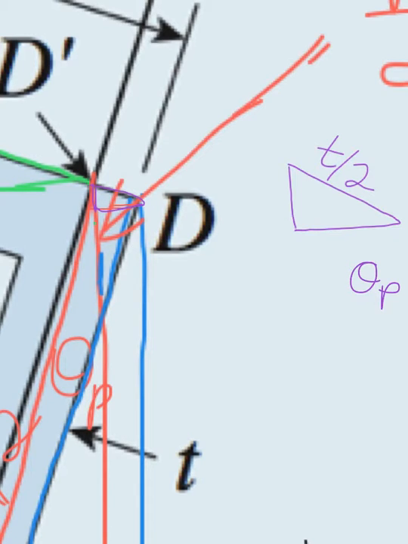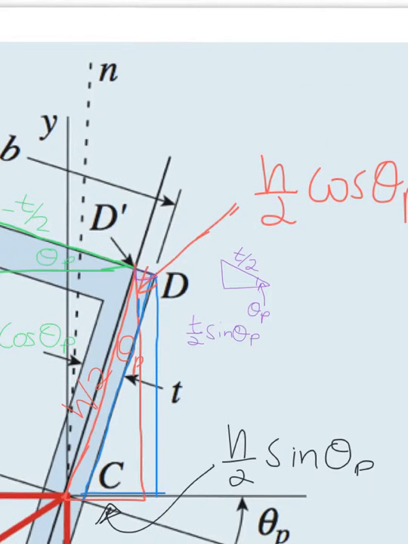Okay, let me just try that again. We put theta p in there. Okay, and we are looking for that distance, remember, and it becomes quite easy. This is obviously going to be t over 2 as the sine of theta p. So now we know that we're basically going to subtract this one from that one, which will give us the vertical coordinate, which is the y coordinate of point D.